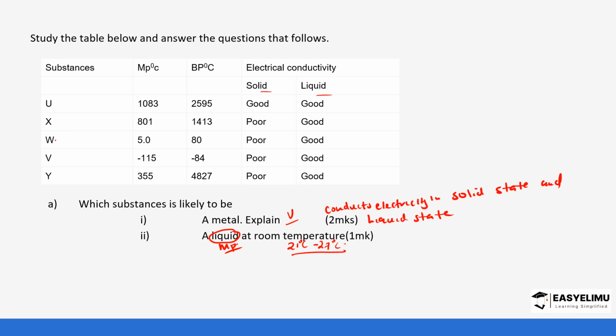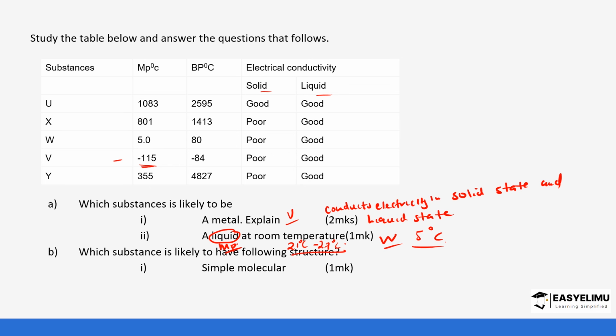So when you come back to your substances, you go to the melting point, that would be our focus, and you take any melting point that is below the room temperature. We're not going to take the value V. Yes, it's below the room temperature, but the melting point is so low. So the substance that we are going to take is going to be W. You can see it's 5 degrees Celsius and it's just below the room temperature.